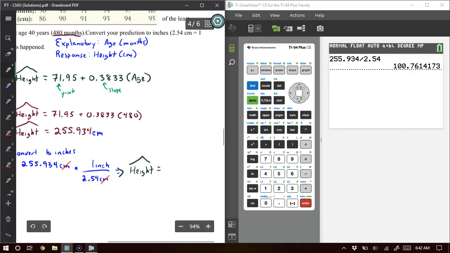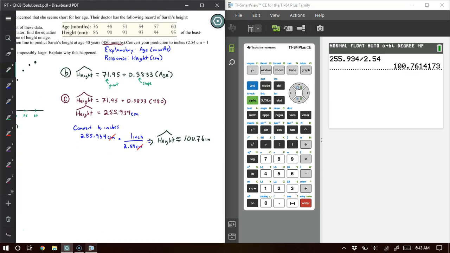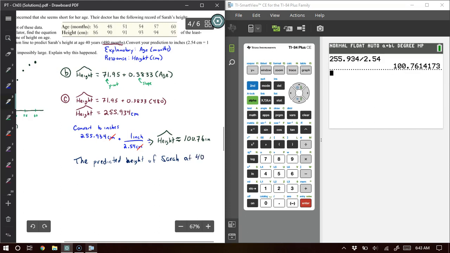Notice me going back to what we're finding, approximately 100.76 inches. Again, I'm not going to box that and circle that yet. I'm going to state this. I'm going to make sure the grader knows that I know what I found. The predicted height of Sarah at 40 years old, based on the least squares regression line, is about 100.76 inches.